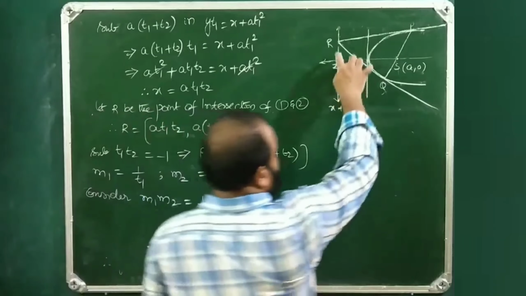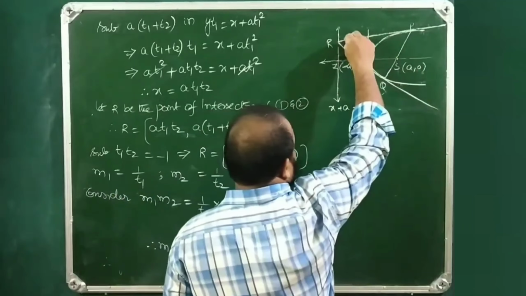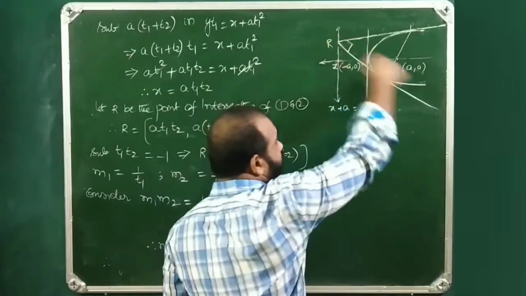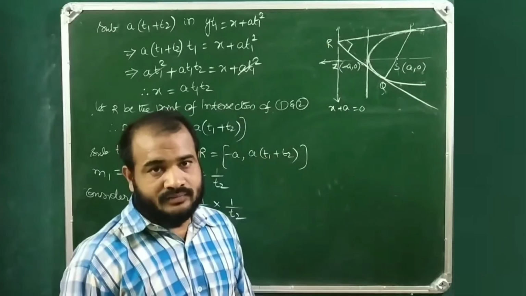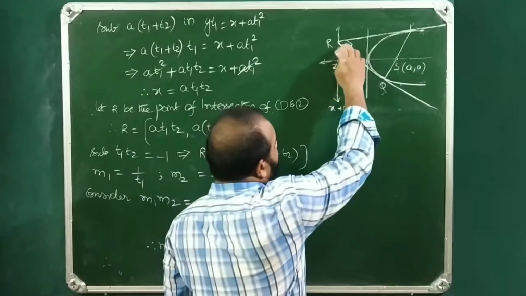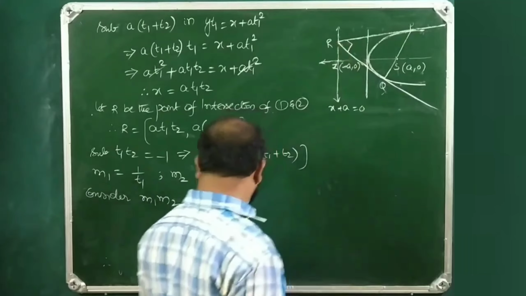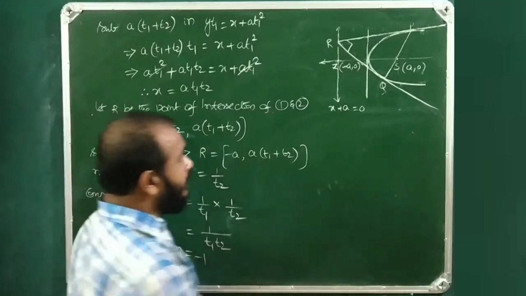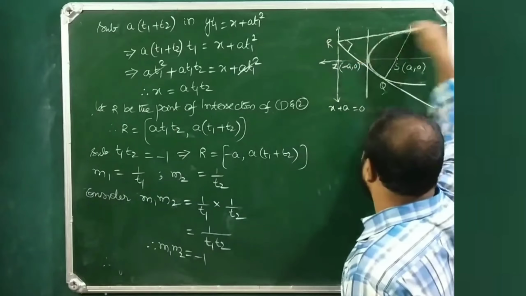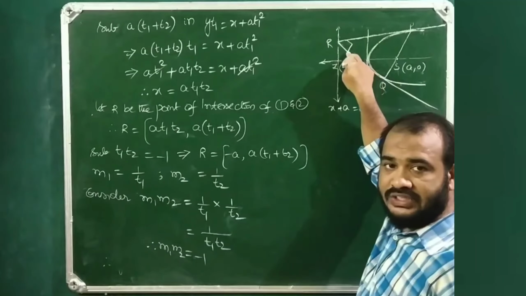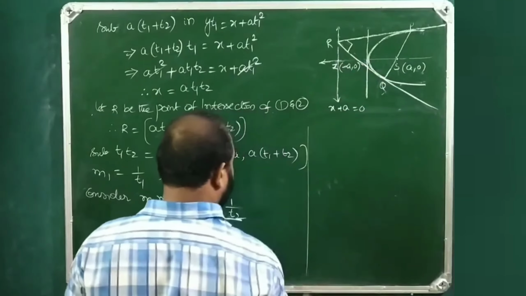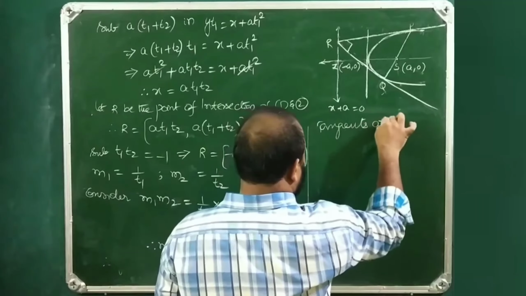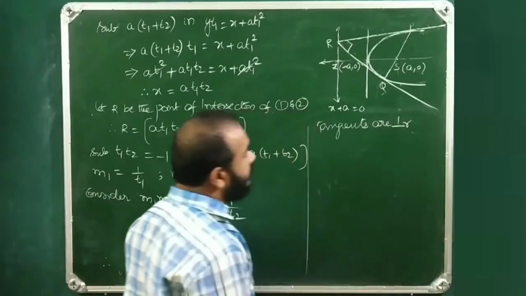Therefore, these two tangents are at right angles. That means m1 m2 equals minus 1, so the two tangents are perpendicular to each other.